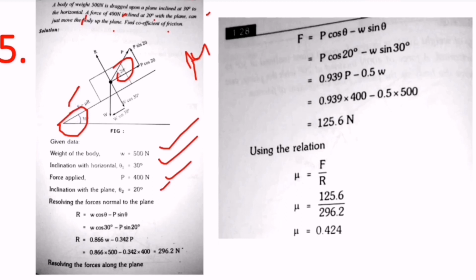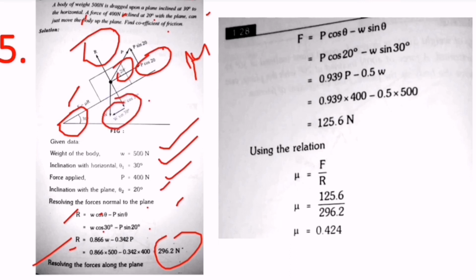Let's see, resolving the forces normal to the plane, upwards is R, downwards is W cos 30, here P sin 20. So R equals W cos theta minus P sin 20. By substituting W cos 30 minus P sin 20, we'll get R equals 296.2 Newton. Resolving the forces along the plane, this side P cos 20 is there, this side W sin 30 is there, F equals mu into R is there.